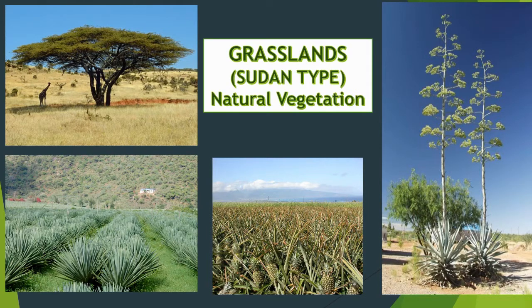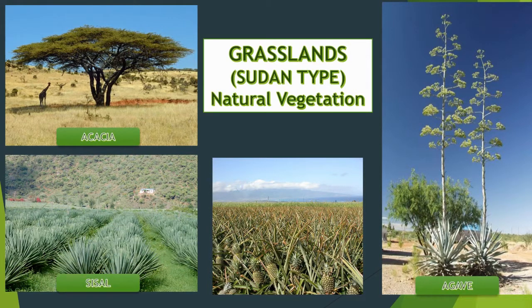The trees found in this region are rare and have umbrella shape. Some trees that are found in this region are acacia, agave, sisal, pineapple, cactus, etc.